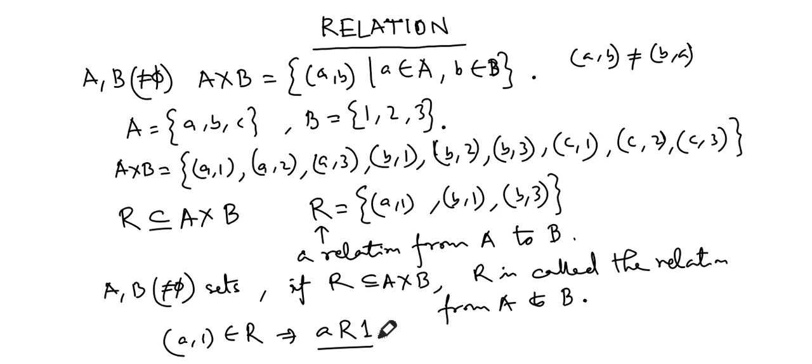Now you should be wondering, if R is simply a subset of A cross B, then why do we call it a relation? Is there any justification for calling it a relation? Obviously there is justification. So what is that?